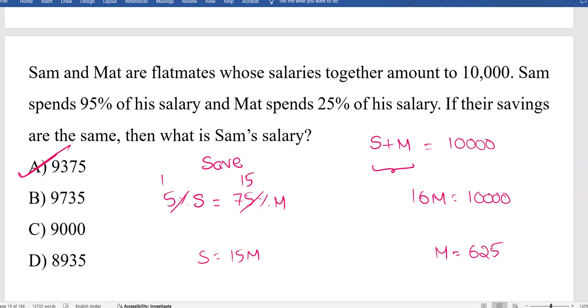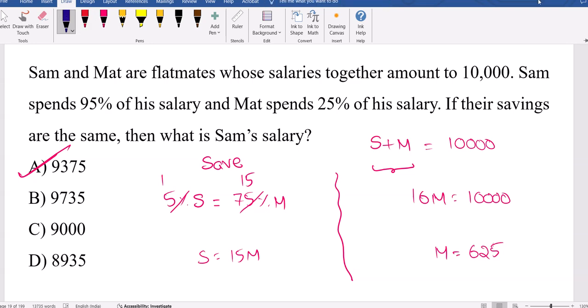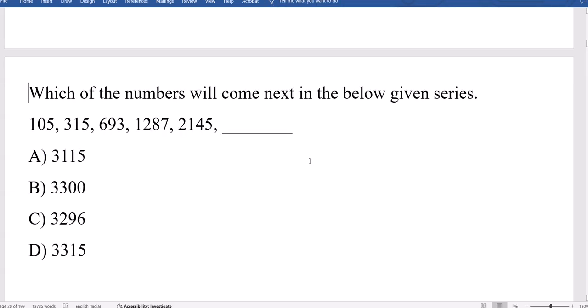Savings are same. So you spent, okay, remaining is saving. 95 gone, 5% available. Matt 25% gone, 75 available. Now they said both are equal. Both savings are same. So if you just work on those equations, you can find Sam's salary is 9,370. Now what's your answer? Solve this question. What is your answer?